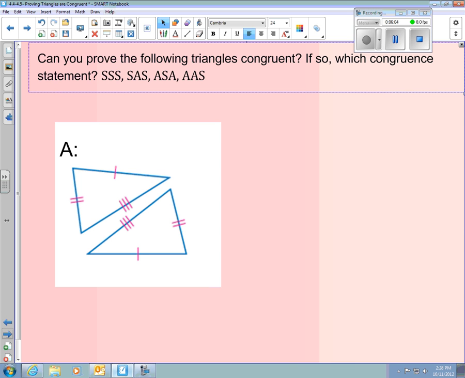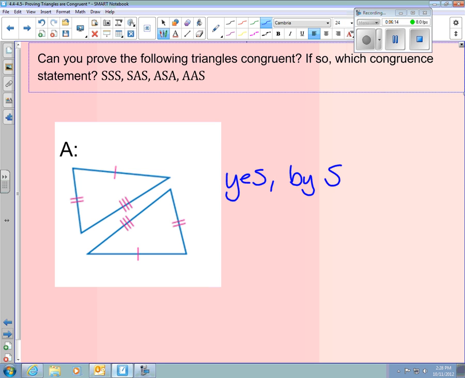So looking at this problem, we see that all three sides have been marked as congruent. So we can say that yes, these two are congruent by side, side, side. So see how it was as simple as seeing what was congruent.